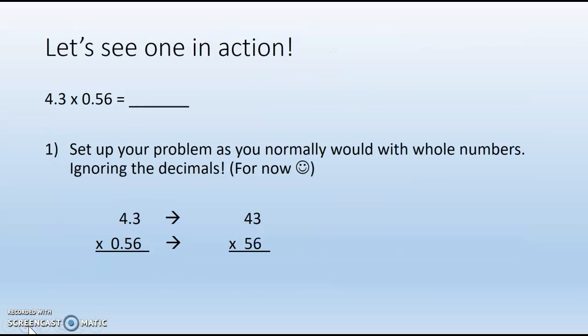If I have 4 3/10 times 56/100ths, what's that going to equal? So my first part, I'm going to set up the problem as I normally would, as if they were whole numbers, ignoring the decimals for now. So 4 3/10, I'm just going to make that 43. 56/100ths, I'm going to think about that as being 56. So in my head right now, I'm thinking about multiplying 43 times 56.